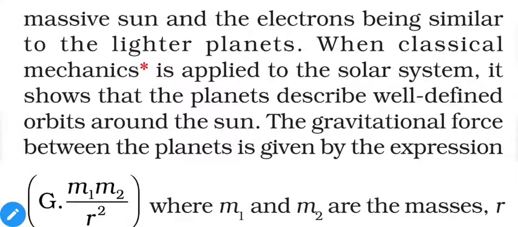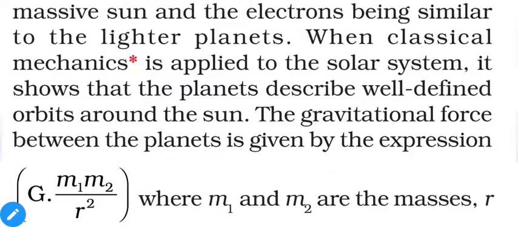orbits around the sun. The gravitational force between the planets is given by the expression G into m1 into m2 upon r square, where m1 and m2 are masses, r is the distance between them, and G is the gravitational constant.